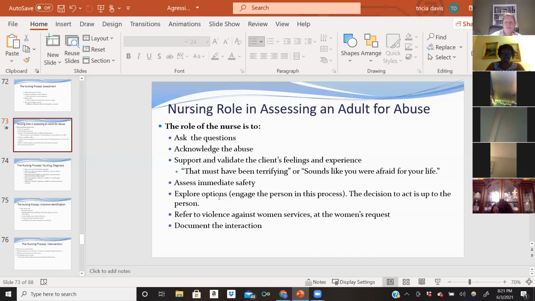So you can explore different options. And by doing this, you're going to engage the person in the process. So you can talk to them, especially with the spousal abuse. We know that sometimes they feel like they can't leave and they don't want to take that step, especially if they have children, because they can't support themselves or their children. And ultimately, the decision is up to that person. But we can talk about the different options that are available.